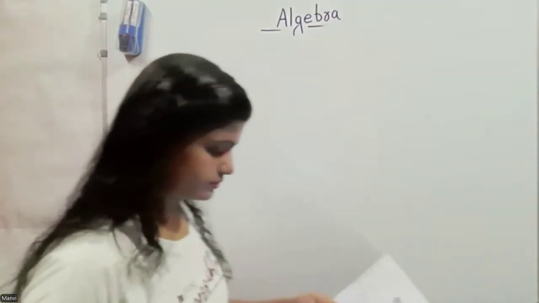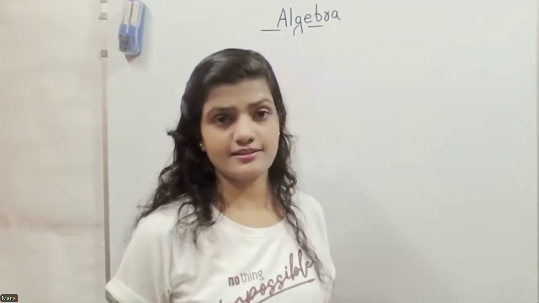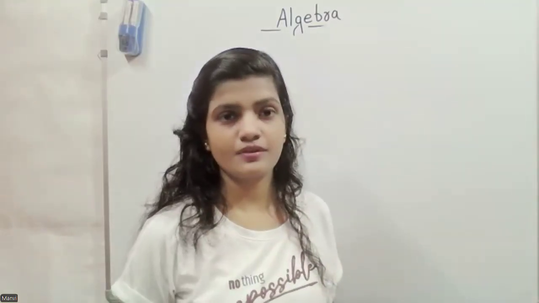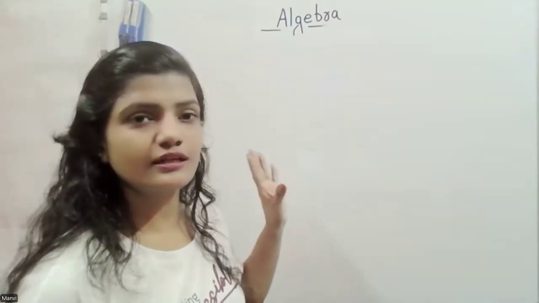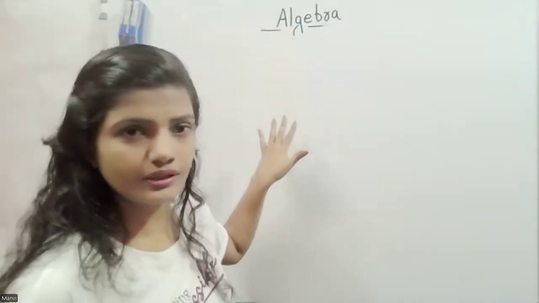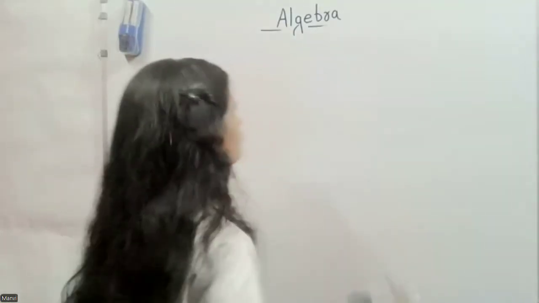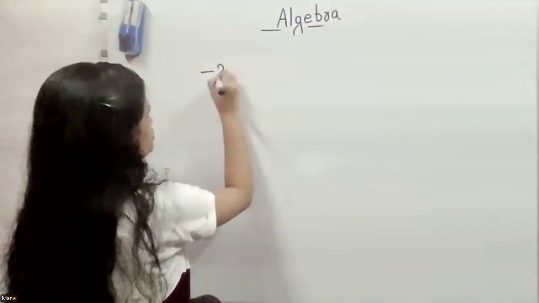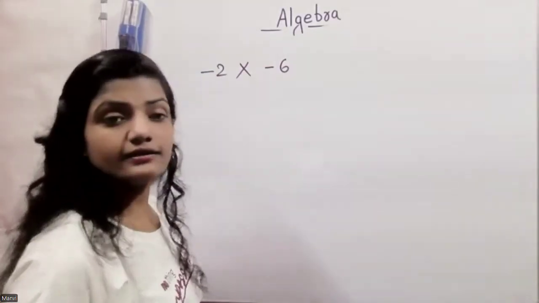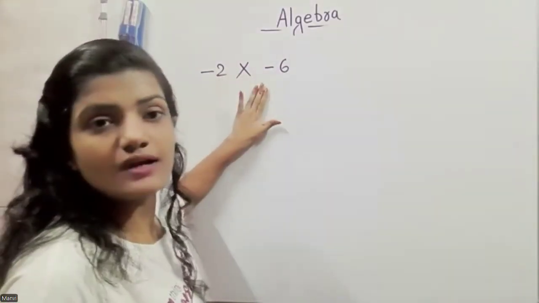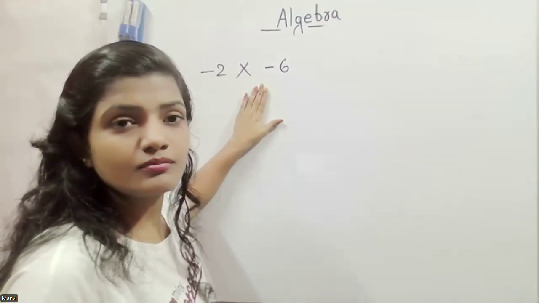Okay, so the next thing is multiplying and dividing positive and negative numbers. In multiplying and dividing, we don't need to apply that logic. We just need to remember the rule of the sign. For example, we have 2 times minus 6. If both have the same sign, our answer must be in minus.